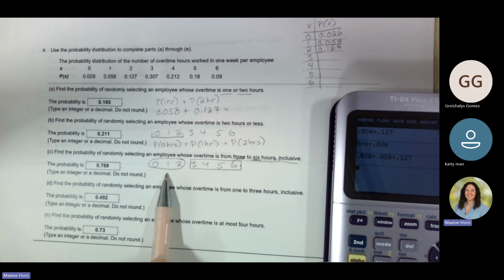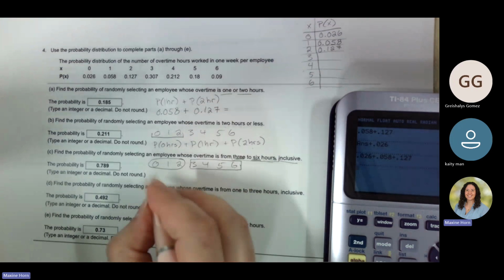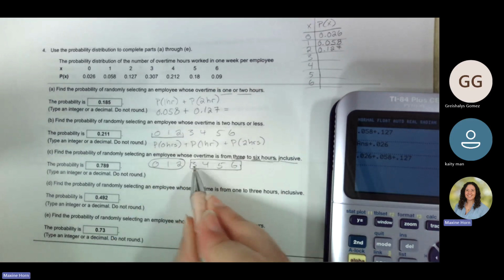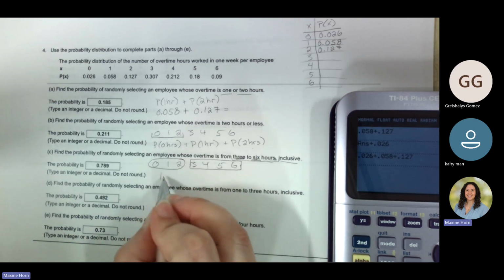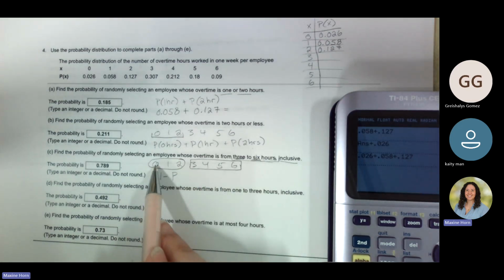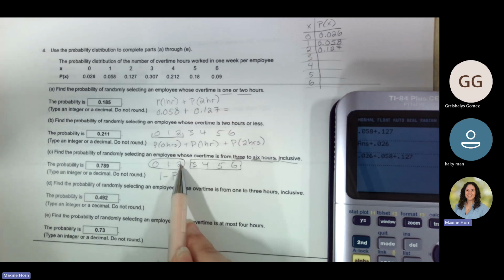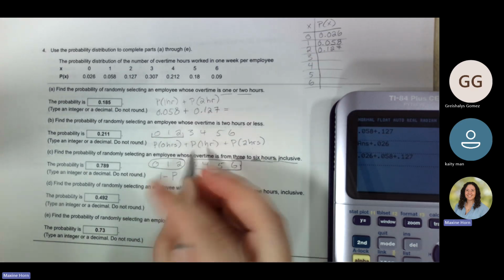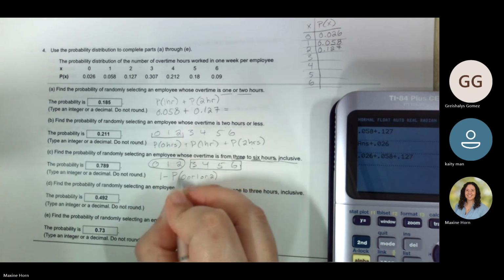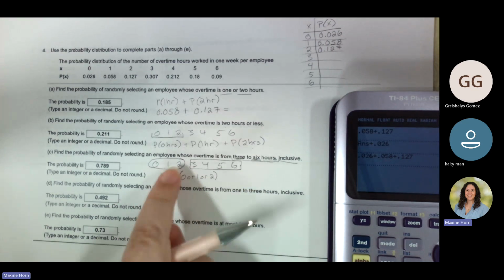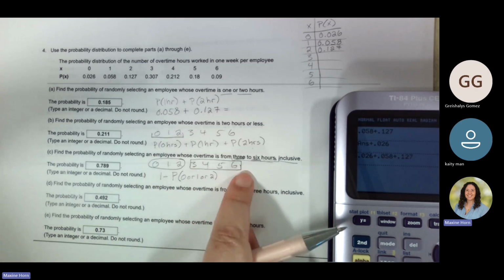So if it's too much work to find this, I can instead find this and just subtract it from 1. And since we already found that, it's going to be a whole lot less work for us to just subtract this from 1. So instead of probability of this plus probability of that plus probability of that plus probability of that, we're going to do 1 minus the probability of that and that and that, which we already found. So 0 or 1 or 2, right? So 1 minus the probability of the complement of what we're being asked to find.